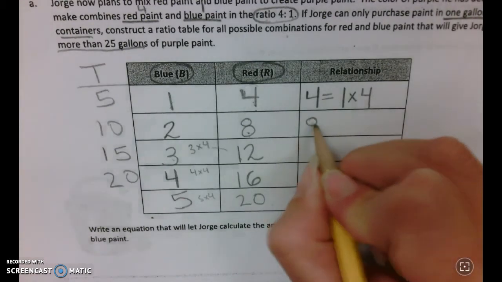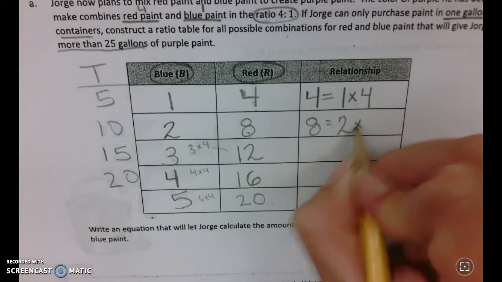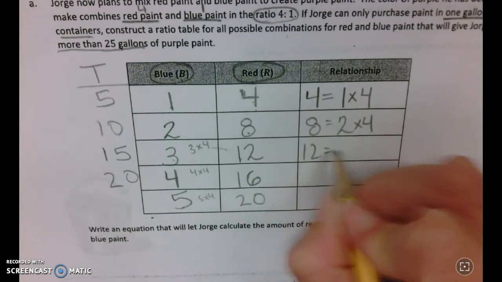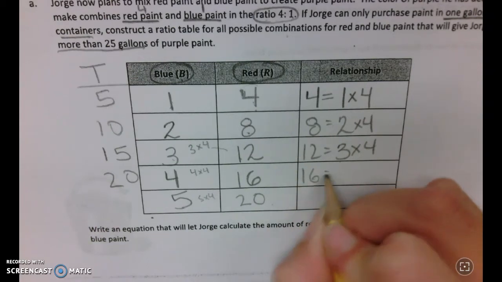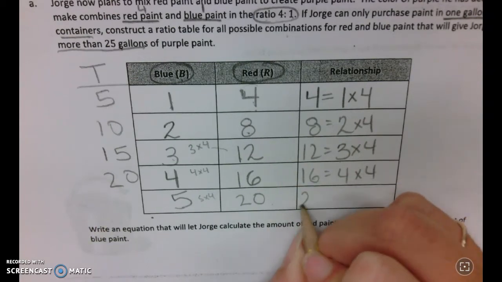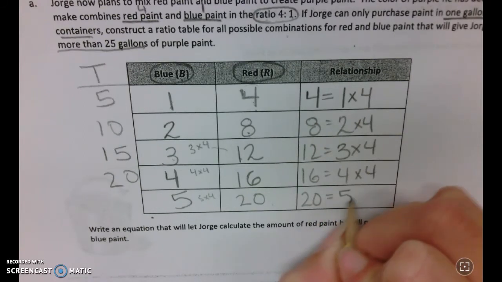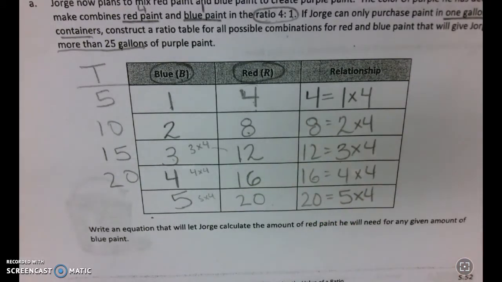So to get my red amount, I took 2 times 4. And I did the same thing here, 3 times 4, and then 4 times 4, and then 5 times 4 to get my 20.